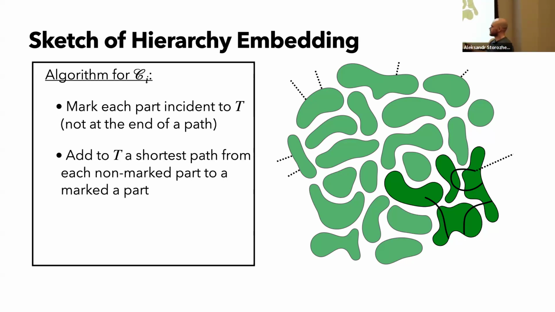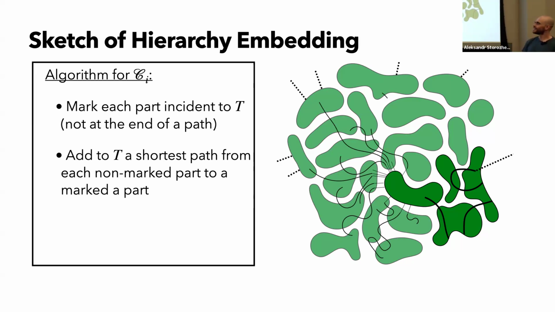And then all I'm going to do is I'm just going to go to each of my existing parts. I'm going to look at the induced metric in this cluster, and I'm just going to add a shortest path for each part to get to one of my marked parts. Okay, so for each part, this one, that one, so on. I'm just going to add some path to get to a marked part. Got a lot of paths to add. Okay.